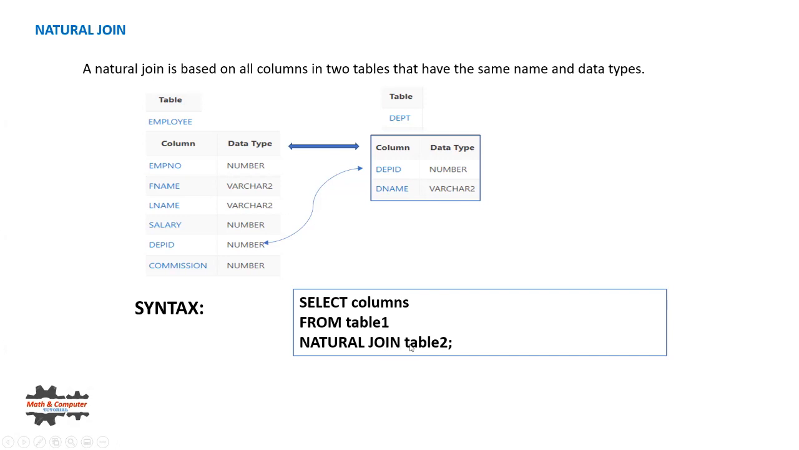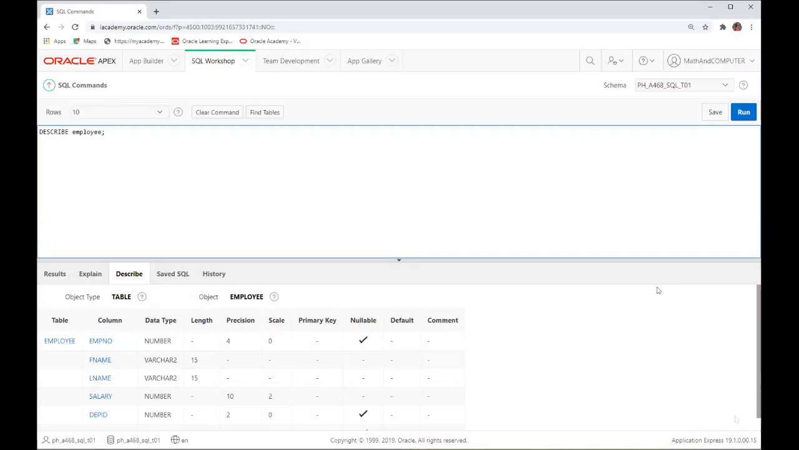The syntax for natural join: we have select columns from table 1, table's name, natural join, table 2. In this joining of tables, we simply retrieve data from both tables with matching columns or matching records. Okay, so let us try it using Oracle Apex. Let us join two tables.